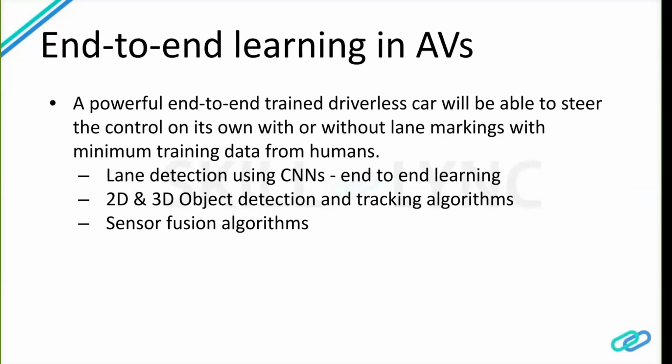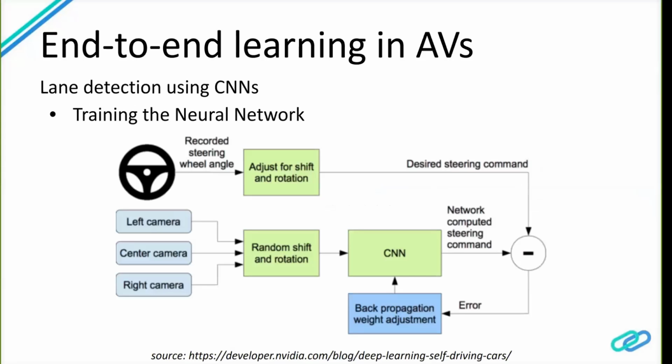So as I told you, end-to-end learning is a very powerful technique where we need to train the autonomous vehicle with deep learning features, and it should be able to control the steering on its own without doing a number of steps. Yeah, this is a method proposed by NVIDIA, and they have implemented it in their own cars, and they have got pretty good results.